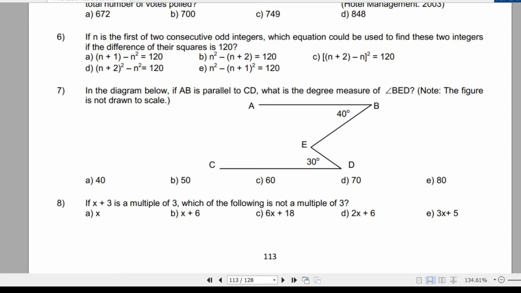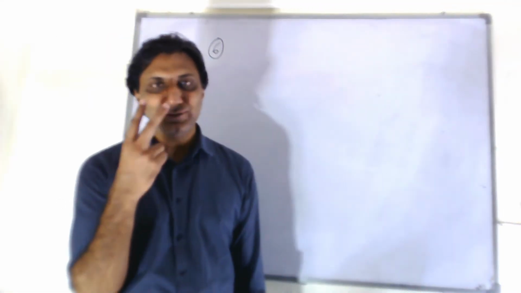Question number 6. If n is the first of two consecutive odd integers, which equation could be used to find these two integers if the difference of their squares is 120? So n is the first of two consecutive odd integers.